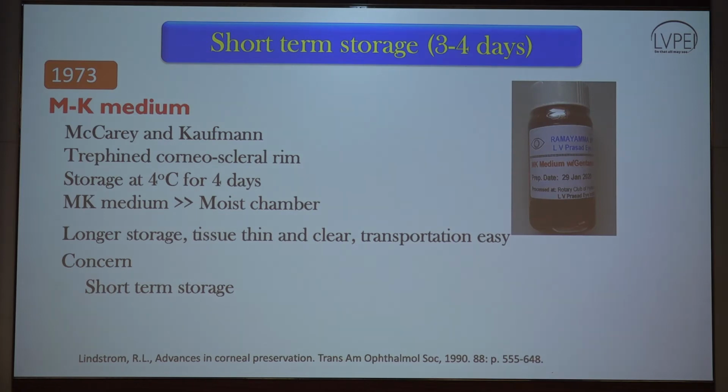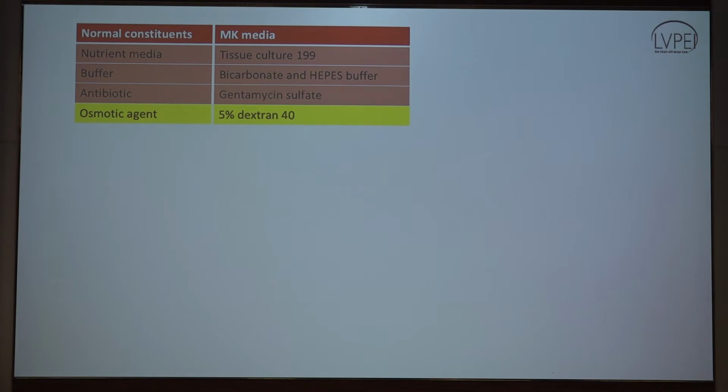The MK medium is what we mostly rely upon, and it allows storage for up to 4 days, and here the tissues have been stored with good clarity, ease of transportation, and also good viability of these tissues. And sometimes we may need to transfer them to a long-term storage media such as Cornisol. If we break down each of the constituents of the media, the MK media has a tissue culture medium, and also a buffer with gentamicin, which is an antibiotic, and 5% dextran, which is the dehydrating agent and keeps the tissue compact.